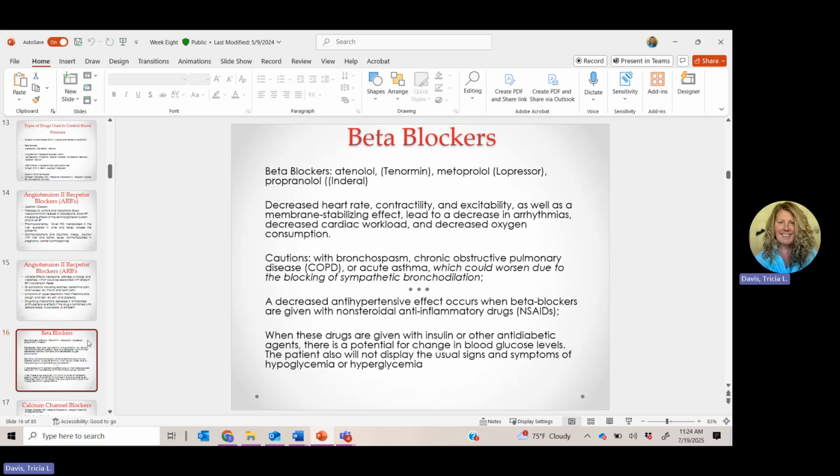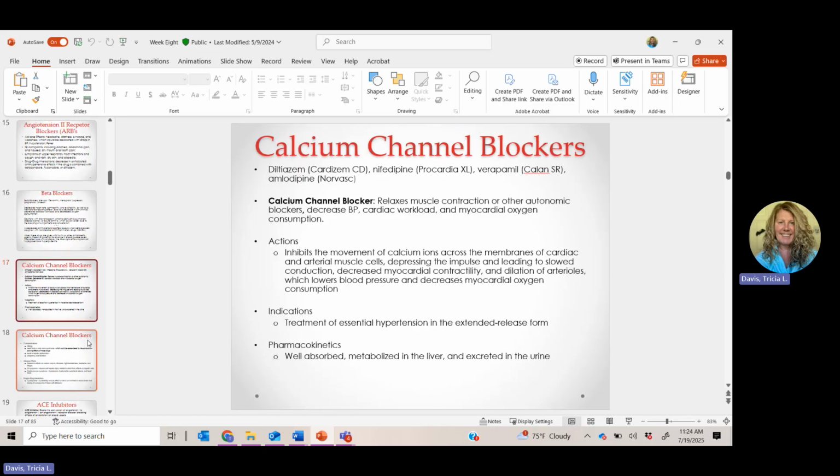We can also see a decreased antihypertensive effect when we combine them with NSAIDs. So your anti-inflammatory medications, Motrin, ibuprofen, okay? When these drugs are given with insulin and other anti-diabetic agents, there is a potential for a change in blood glucose levels, okay? So we're worried about the patient not displaying the usual signs and symptoms that they would see of that low blood sugar.